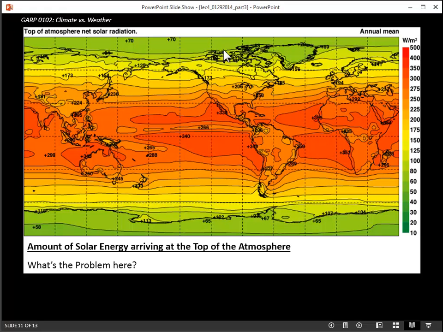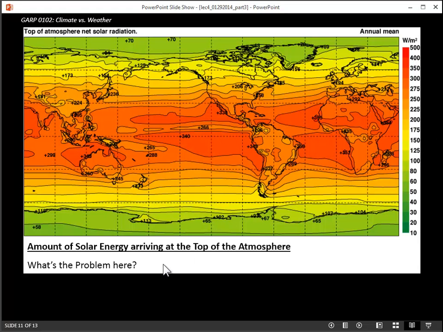In contrast, the polar regions of the world, let's think Alaska, for example, not a lot of heat arriving from the sun. Those are these yellows and greens, right? Right in here. So these are values much, much lower. These are like maybe 100 versus 400. So there's about four times as much heat arriving in Hawaii, if you want to simplify it, compared to Alaska.